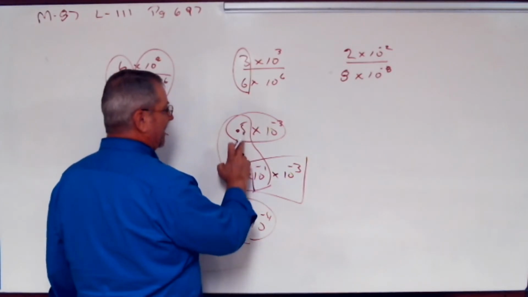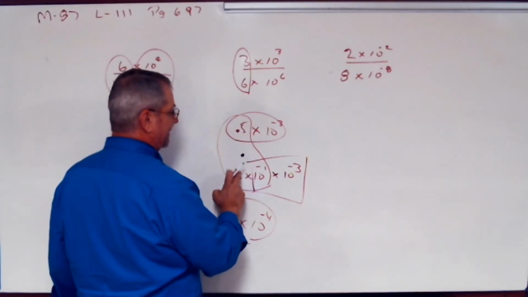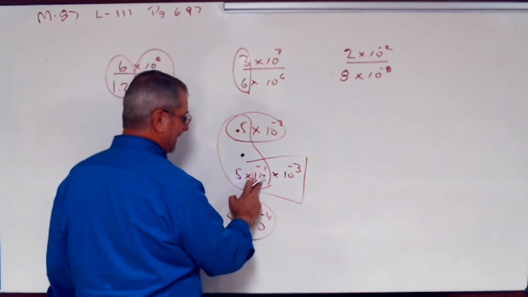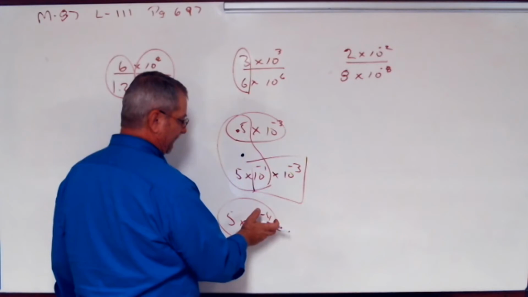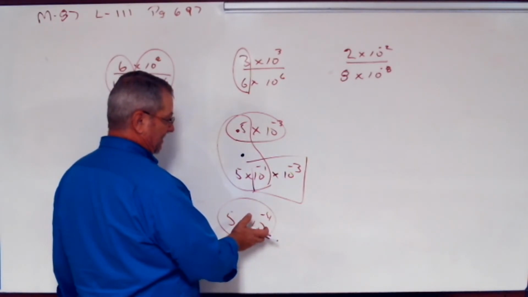This is the answer. This 0.5 is not scientific notation. This is equal to 5 times 10 to the negative 1. Then we bring that down. Now we combine those. There's the negative 4. Now it's in scientific notation.